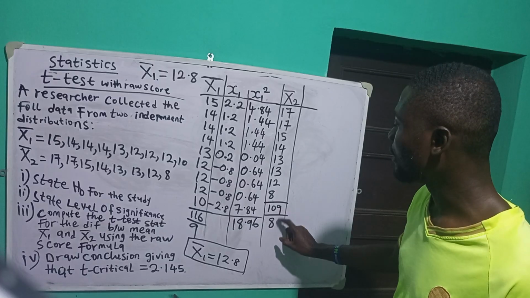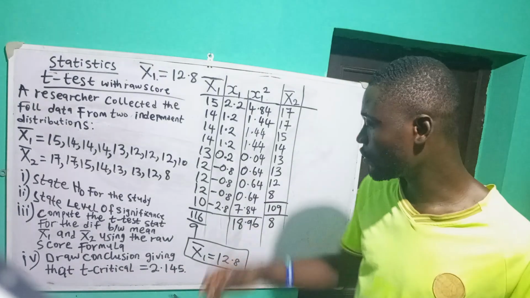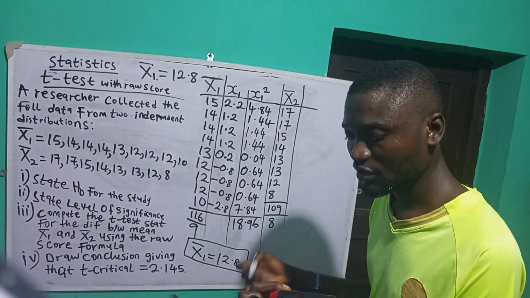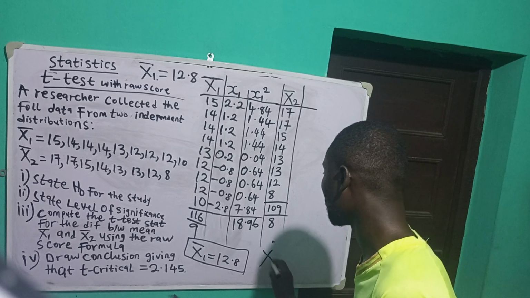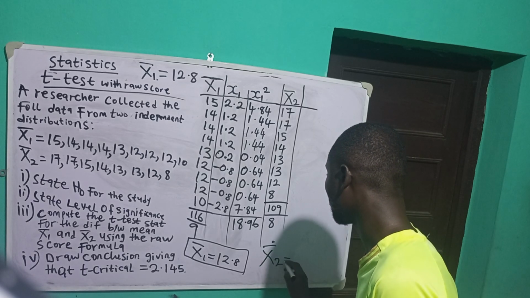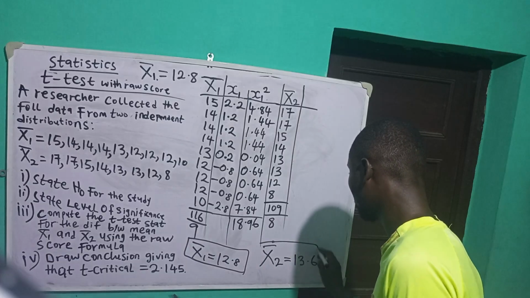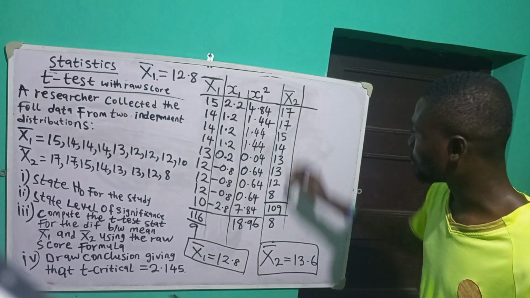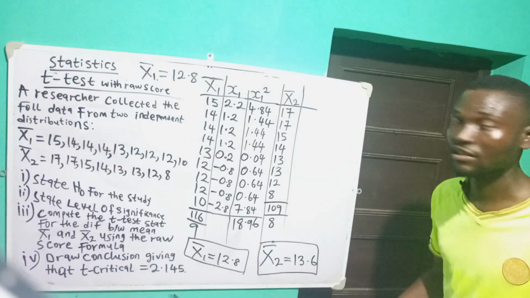If you divide 109 by 8, you are going to get 13.625. But you will take only one number after the decimal point. So that means the score for mean 2 is 13.6. The score for the second set of data is 13.6. This is for the first data, this is for the second data.